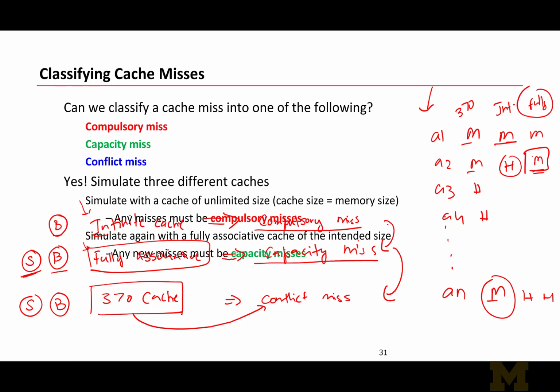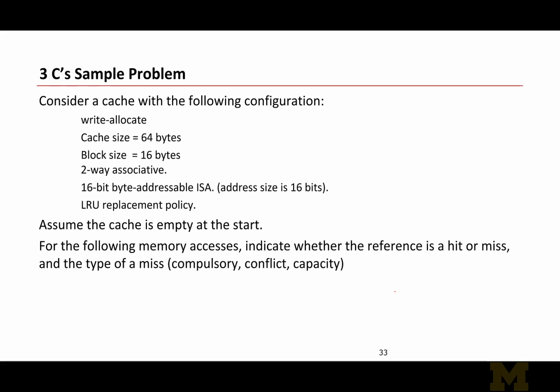Okay, let's now look at a simple example to understand how to classify misses observed for a particular address pattern. So I'm going to design a cache. Let's say this is my X370 cache. It's a cache of size 64 bytes, and it has a block size of 16 bytes, which means that the number of blocks in the cache is 64 divided by 16, so it's 4 blocks. And it's a two-way set associative cache.